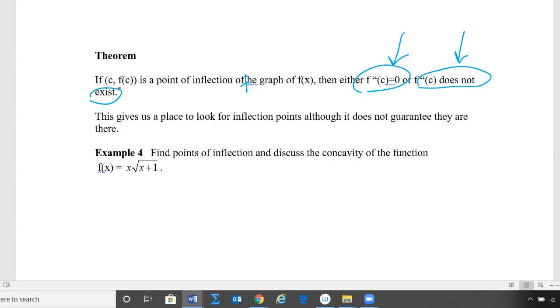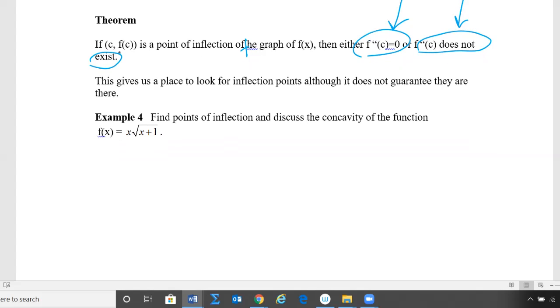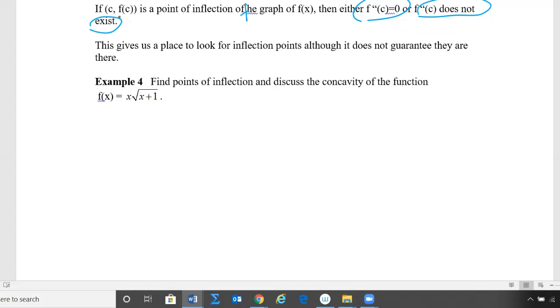So let's go ahead and do this one example here. Find the inflection points if they exist. So we need some derivatives here. I'm going to write this like so, and then we'll start with our derivative. f prime would be 1, and this is the product rule.